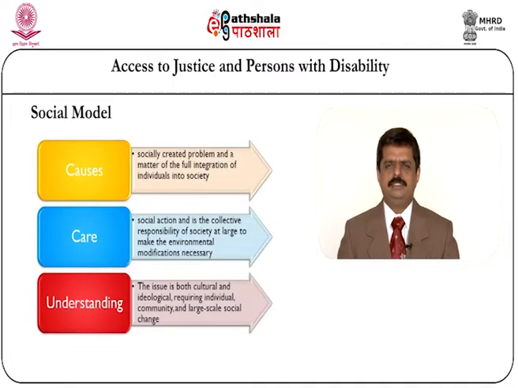The next model is the social model. According to this model, disability is a socially created problem and the matter can be resolved with full integration of the individual with the society. How to achieve this is again through social action, collective responsibility, and making environmental modifications so that the disabled person can move freely around in the society. Now, the issue with this social model is both cultural as well as ideological. Many a time cultural hindrances are created to this model.